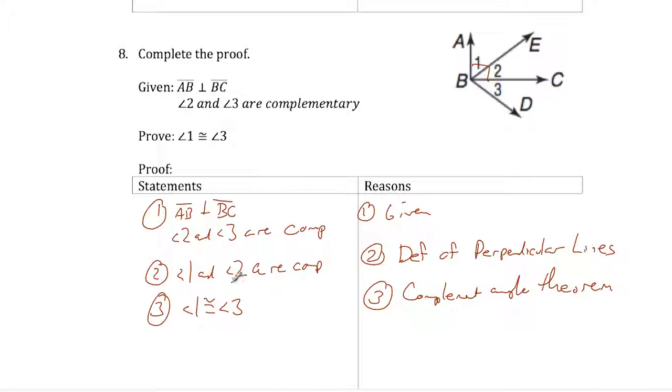So remember, this was a specific theorem we looked at where we said, well, if angles 1 and angles 3 are complementary to the same angle, here angle 2, angles 1 and angles 3 must be the same measure. So that's it. So keep studying, keep looking through your proofs, and keep up the good work.